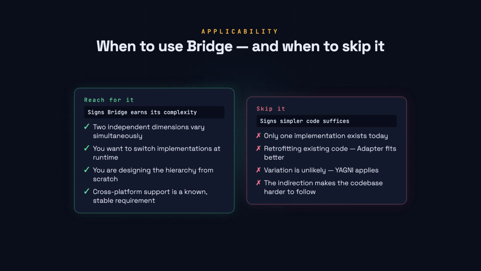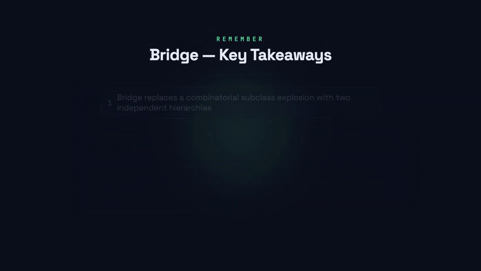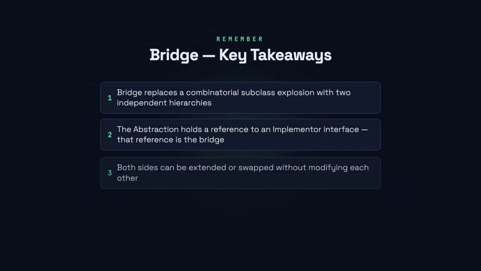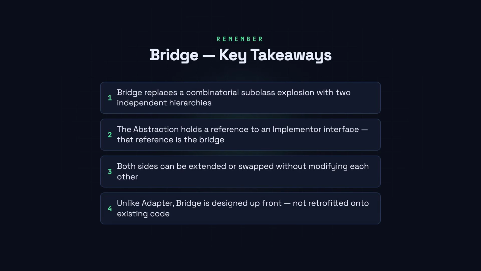To summarize, when you have 2 dimensions of variation tangled inside one inheritance tree, Bridge separates them. The abstraction handles high-level behavior and delegates to an implementer through a stored interface reference. Add new shapes or new platforms independently, and swap implementations at runtime if you need to. Remember that Bridge is an intentional architectural choice made at design time. If you find yourself trying to apply it to code that already exists, Adapter is probably the pattern you actually want.